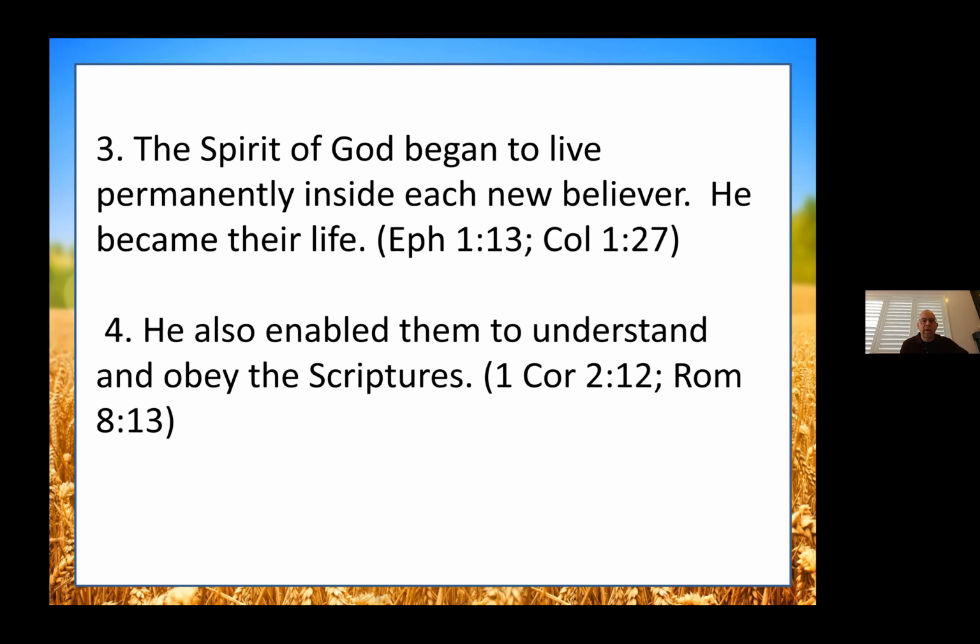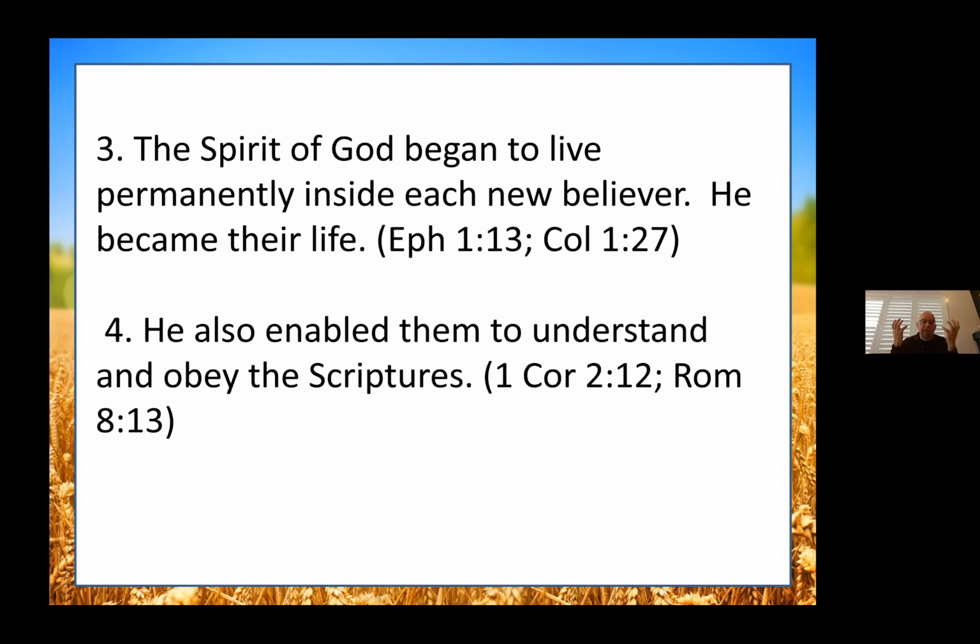We see in number four, he also enabled them to understand and obey the scriptures. In 1 Corinthians 2, it tells us that the scriptures are spiritually discerned and we can't naturally understand them. But when the Spirit of God comes and lives inside an individual, he enables me to understand the scriptures. And I remember when I got saved, my second year of university, I had been reading the Bible, but I didn't understand it, really. But the moment I was saved, it's like all the lights suddenly went on in the room and I was able to understand the scriptures because now the Spirit of God was living inside me.